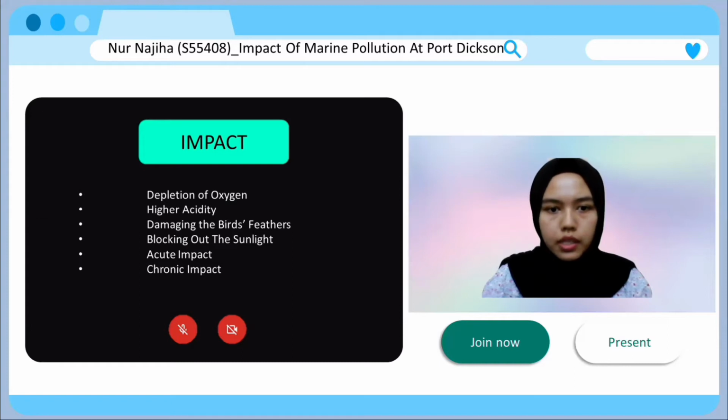First is depletion of oxygen. Second is higher acidity in seawater. Third is the damaging of bird feeders. Fourth, blocking out the sunlight. Fifth, acute impact, and the last one is chronic impact.